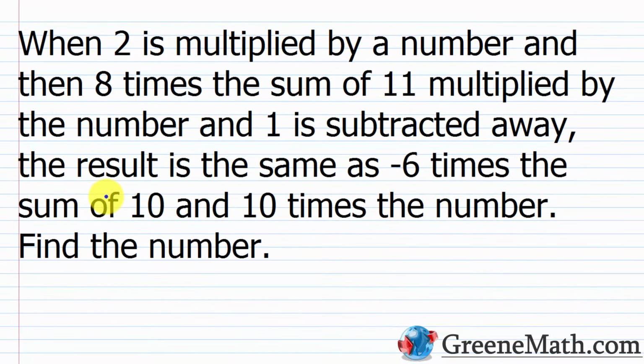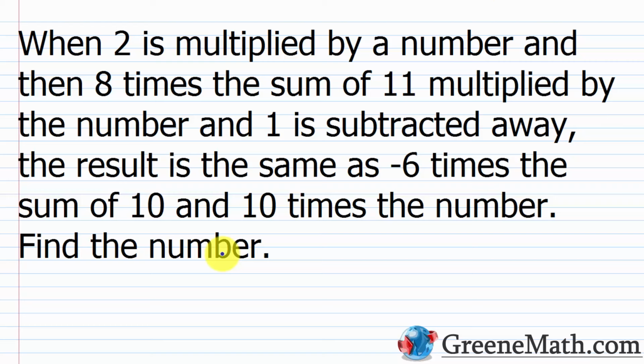All right, let's go ahead and take a look at 2 examples that kind of tie everything together. And in the next lesson, we'll start looking at some common application problems, again, that deal with linear equations in one variable. So when 2 is multiplied by a number, and then 8 times the sum of 11 multiplied by the number and 1 is subtracted away, the result is the same as -6 times the sum of 10 and 10 times the number. Find the number. So this is a lot more complex than the little simple ones we looked at earlier. We're just kind of putting things together.